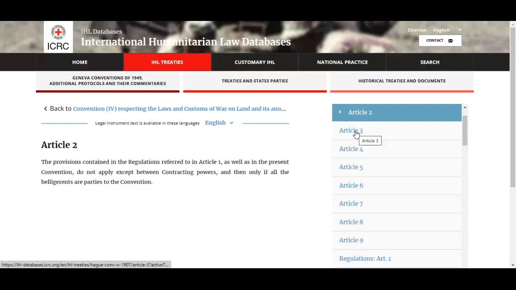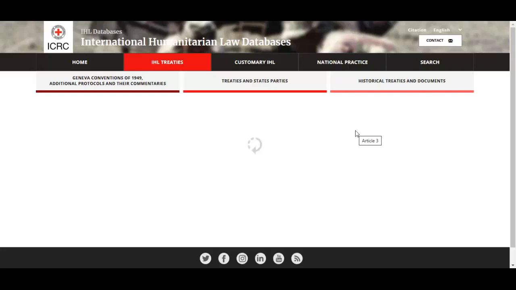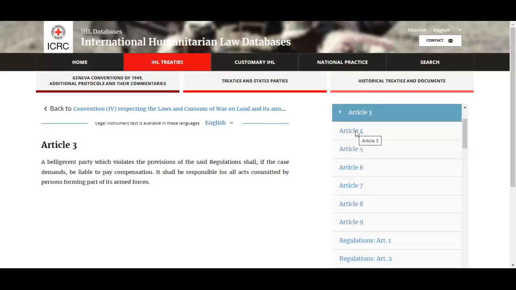Article 3. A belligerent party which violates the provisions of the said regulations shall, if the case demands, be liable to pay compensation. It shall be responsible for all acts committed by persons forming part of its armed forces.